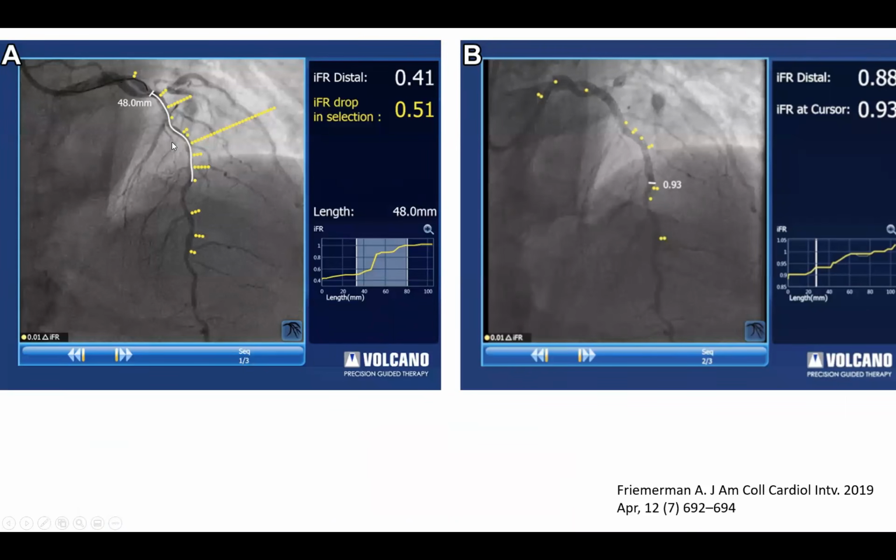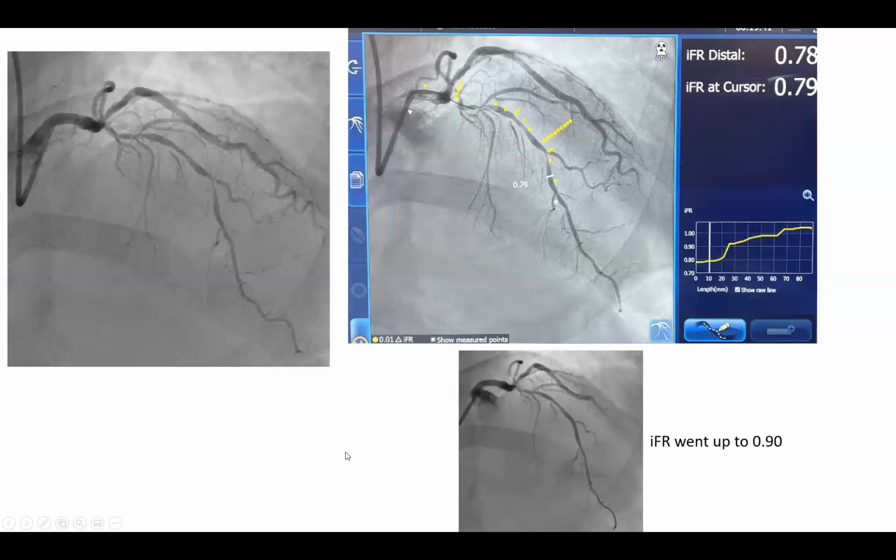Okay. This is another case from another paper, but anyway, the IFR was 0.41 with a drop of 0.51 here. After they stented this, the IFR rose almost as predicted. It was predicted to be 0.92, it rose to 0.88. So almost linear correlation.